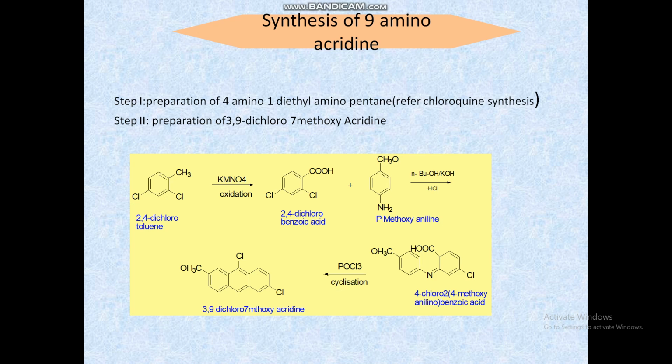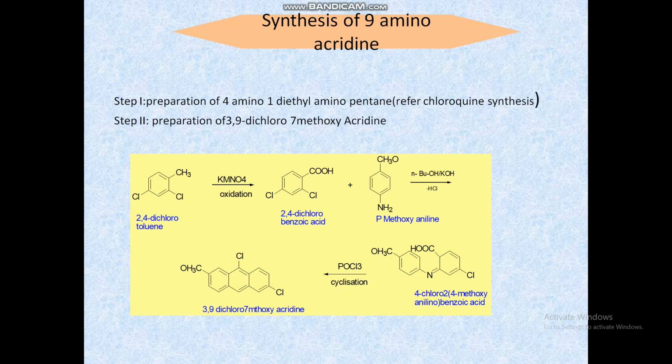So, the synthesis of 9-aminoacridine. Step 1 is the preparation of 4-amino-1-diethylaminopentane; refer to the chloroquine synthesis we already discussed in the previous class. Step 2 is the preparation of 3,9-dichloro-7-methoxyacridine. Let's see the synthesis of 3,9-dichloro-7-methoxyacridine.